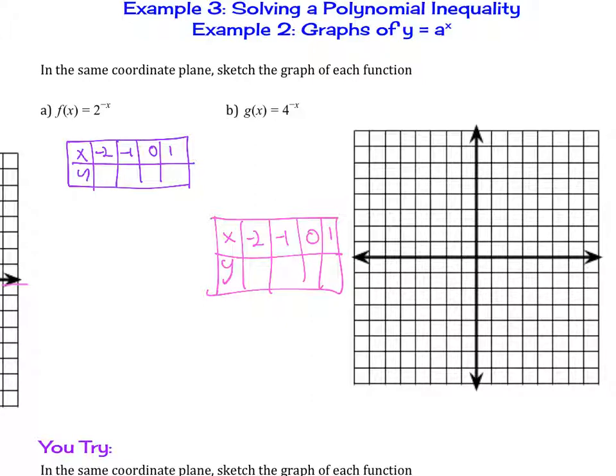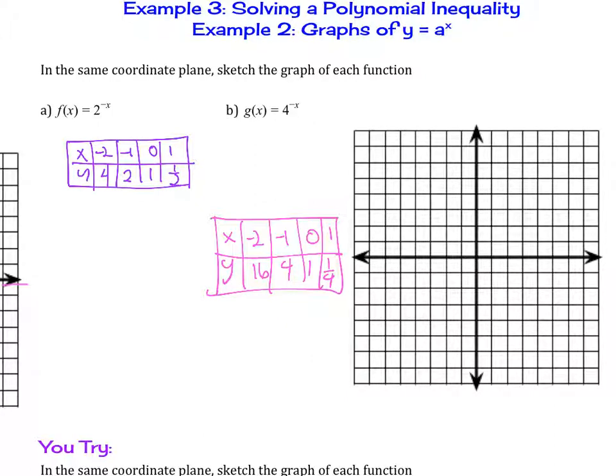So for 2 to the negative x, that's still 1 at 0. And then when I plug in 1, I get a half. At negative 1, I get 2. And negative 2, I get 4. And then for the 4 to the negative x, I get 1, 1/4. And this is 4 and 16.